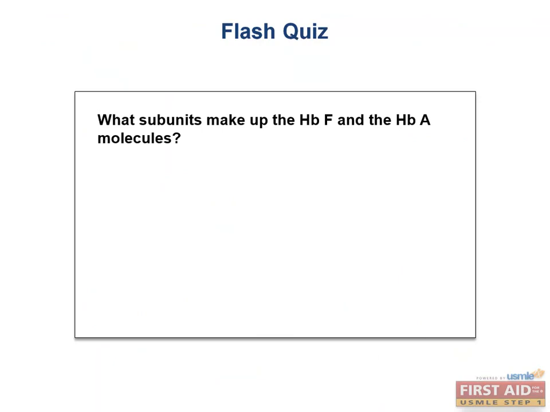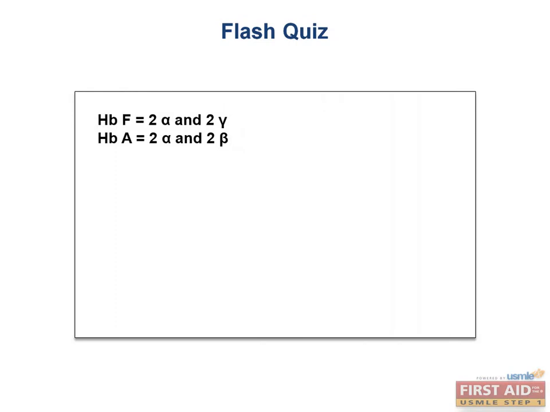What subunits make up the hemoglobin F and hemoglobin A molecules? Well, hemoglobin F is made up of 2 alpha and 2 gamma globin chains, and hemoglobin A is made up of 2 alpha and 2 beta globin chains.